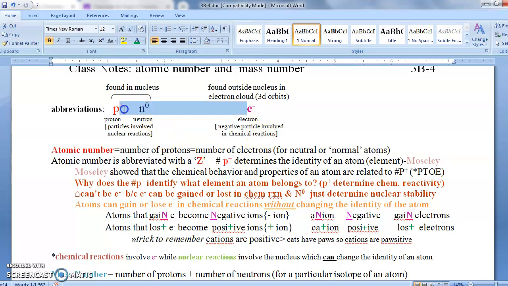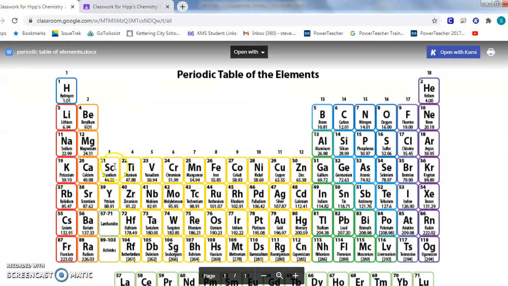That is not the case with nuclear reactions. Nuclear reactions involve changes in the numbers of protons or neutrons in a nucleus. If an atom gains protons in a nuclear reaction, or if a nucleus breaks apart and loses some of its protons and neutrons, the atoms you end up with are different than the atoms you start with. So the atomic number is an important number. It's represented by the letter Z, and it reveals what element an atom belongs to.